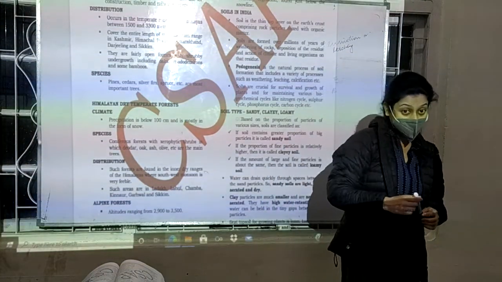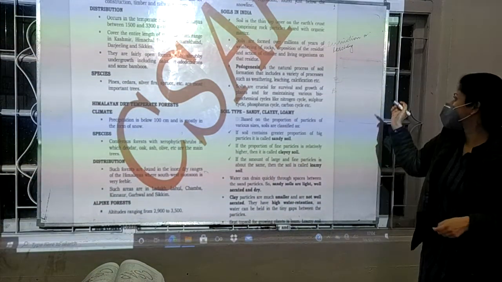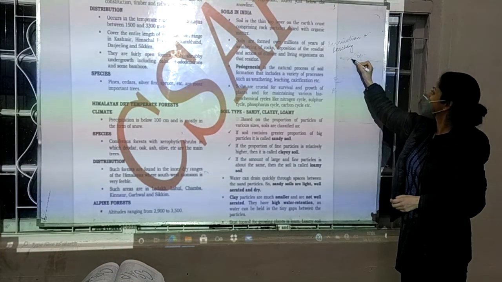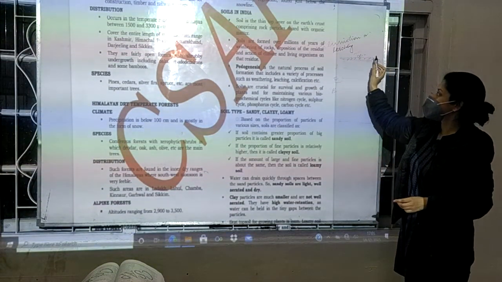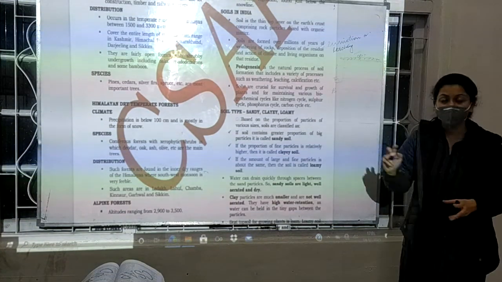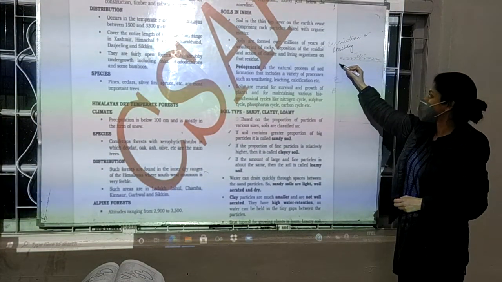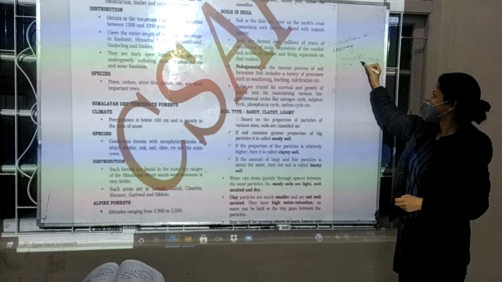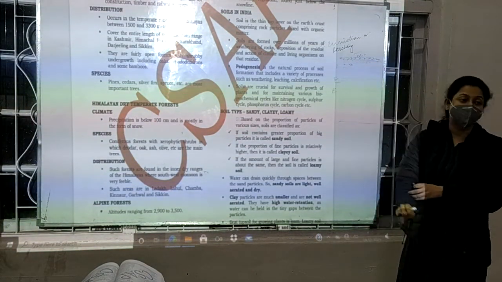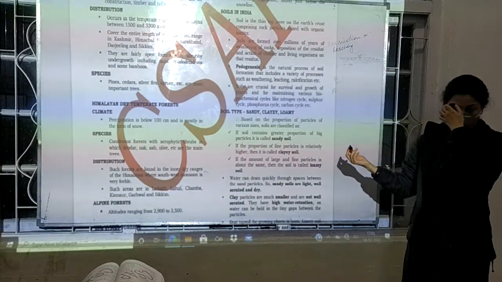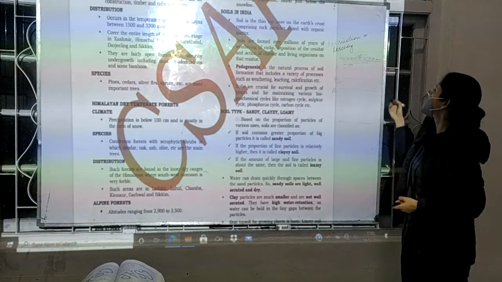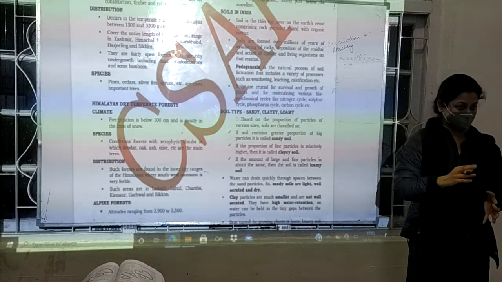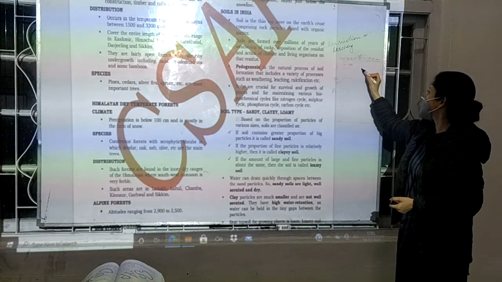So this is illuviation. What happens? This is the topsoil, just the layer of leaves and humus. But the plants have their roots in this soil. It anchors the soil and prevents soil erosion. So what happens when the raindrops fall? Some elements, some minerals, go down.